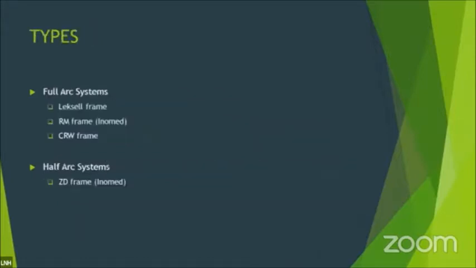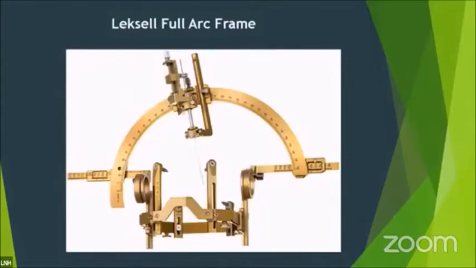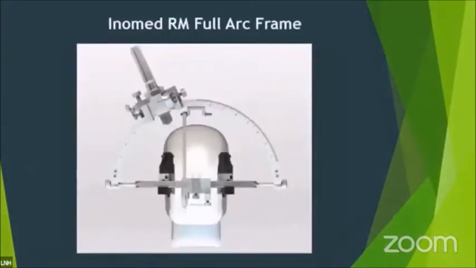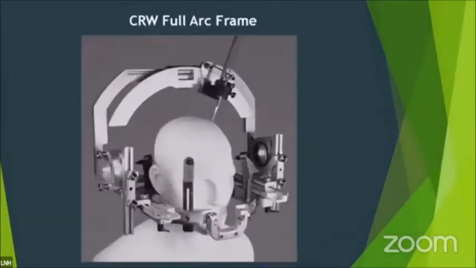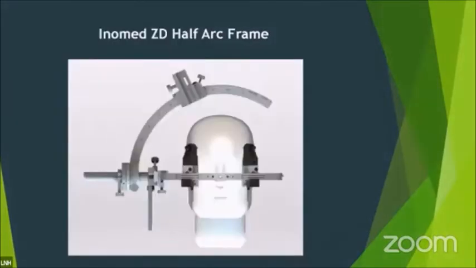A few examples of full arc frame systems include Leksell frames, the RM frame, and CRW frames. And among half arc frame systems, we have the ZD frame, the Zamorano-Dujovny frame system of Amjad. This one is a Leksell full arc frame system. This one is an RM, and this one is a CRW full frame. As is clearly evident, these frames are very bulky and heavy, with complex machinery. This half arc frame system is apparently very easy to use, with few mechanics.